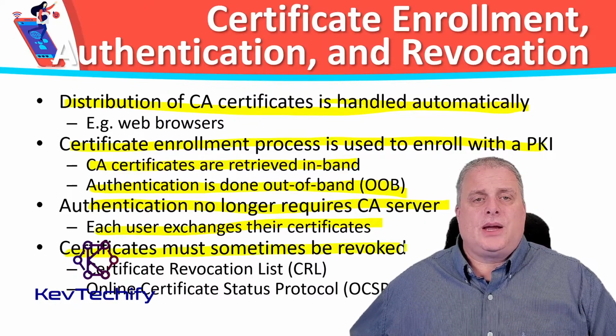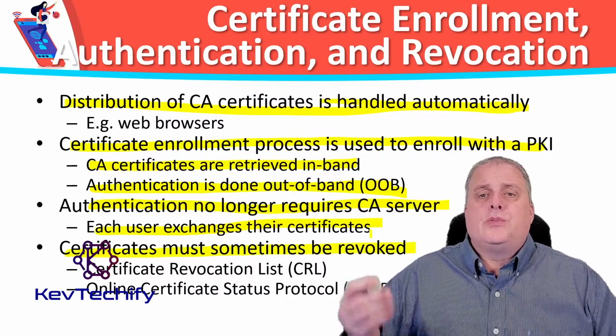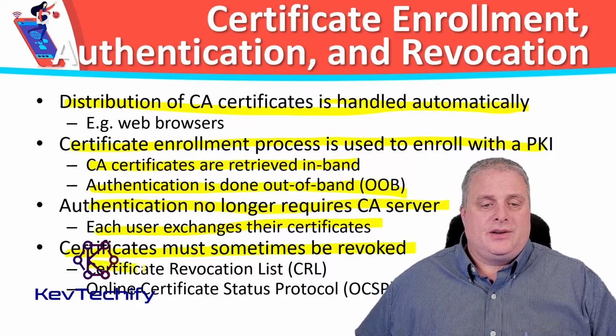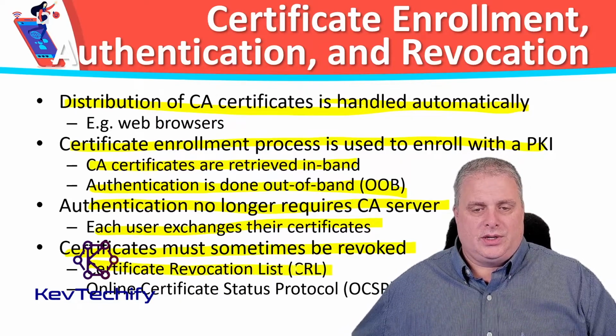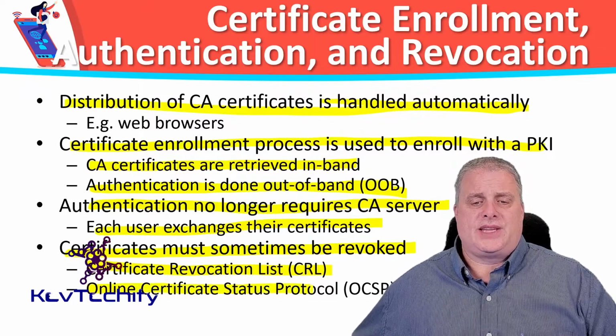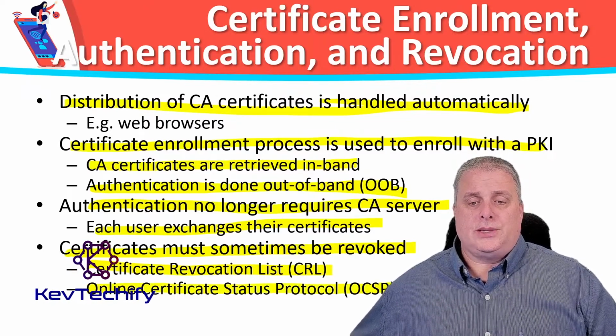Certificates must sometimes be revoked. Two of the most common methods of revocation are the Certificate Revocation List, typically known as the CRL, and the other one is the Online Certificate Status Protocol, or OCSP.